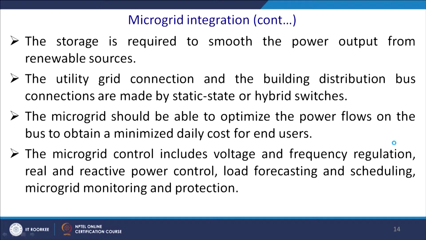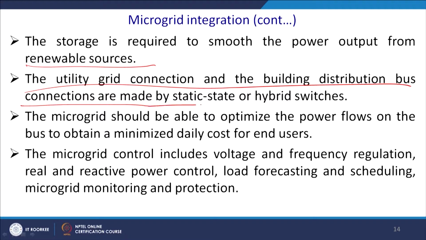And thereafter, since the generation peak of renewable energies and the demand peak, because of the behavioral pattern of human beings, are not the same, for this reason we require power storage. Storage is required to smooth the power output from the renewable energy sources, and you can make a zero peak billing like that. The utility grid connections and the billing distribution bus connections are made by solid state or hybrid switches.